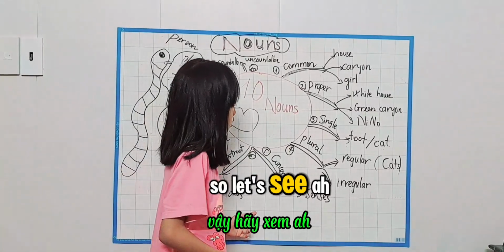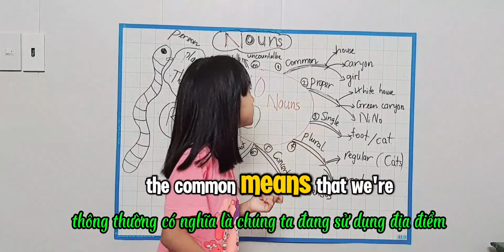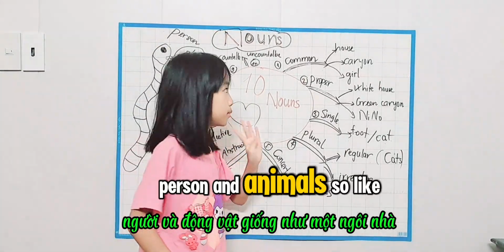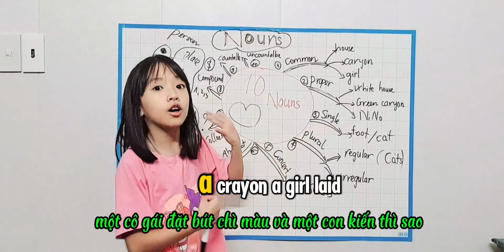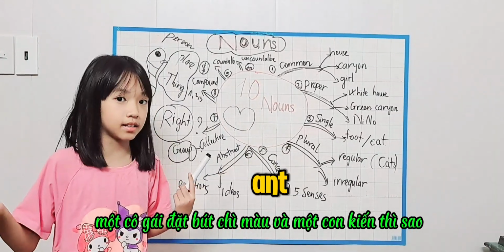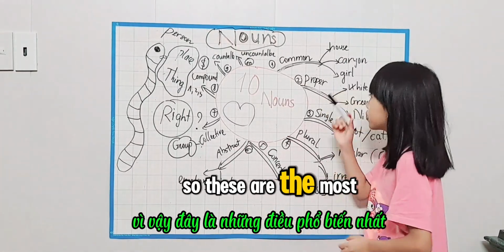So let's see. Here's this. The common one means that we're using place, thing, person, and animals. So like a house, a crayon, a girl, like that. And what about an ant? An elephant, like that. You see? So these are the most common things.